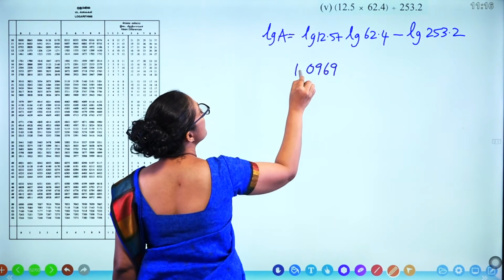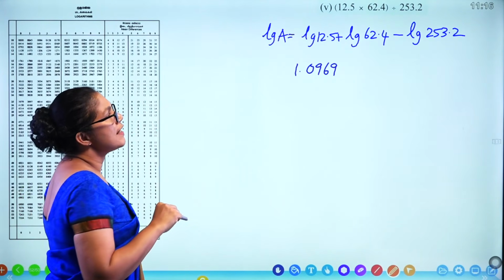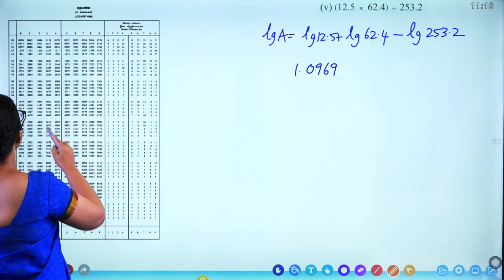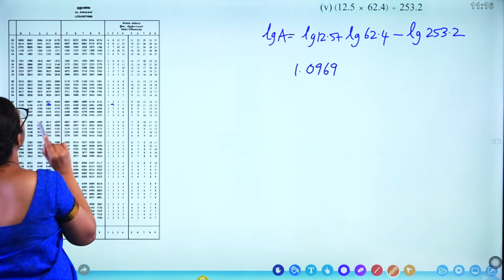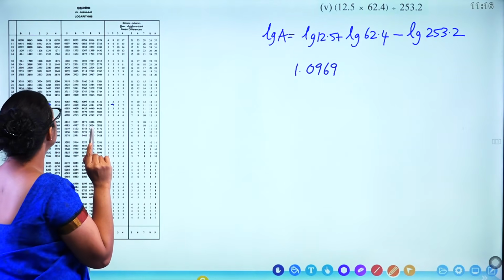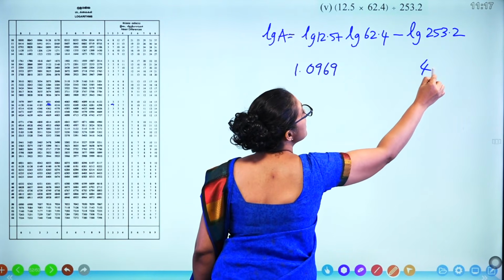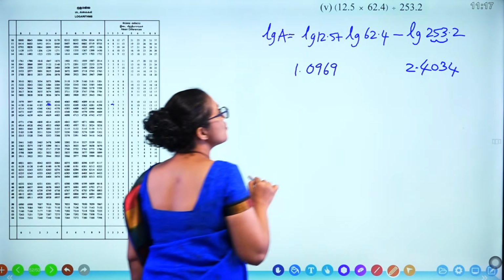Characteristic is 1. 62, 4. And we'll use the next one because same table. 25, 3, 2. 2 is 3. So adding 3, 40, 34. This one is 40, 34. And the characteristic is 2.